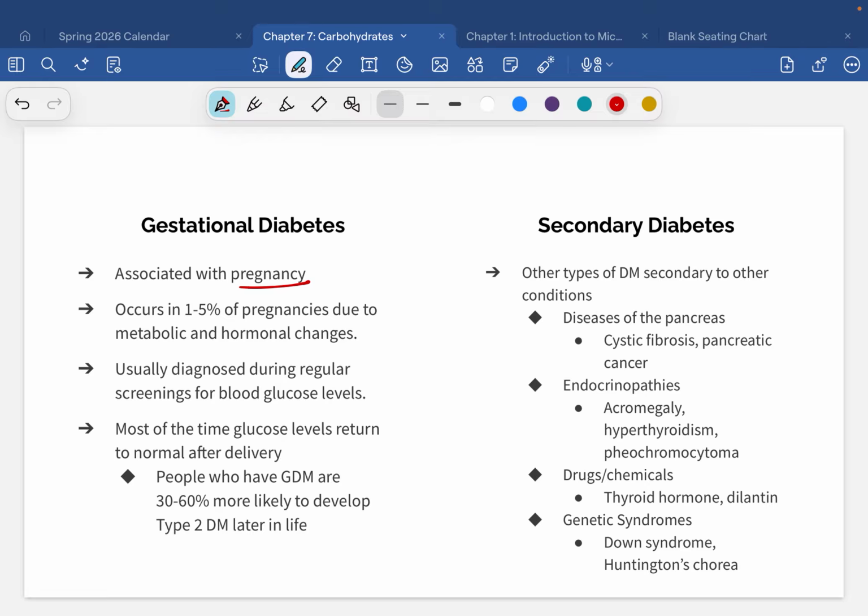It's usually diagnosed during regular screenings for blood glucose levels. I don't know if any of you have ever been pregnant before or had a partner who was pregnant. But when you are pregnant and you go to, I will say, a standard OBGYN, some more less typical caregivers, some midwives, not all of them, but some midwives and more homeopathic doctors, won't do this test.